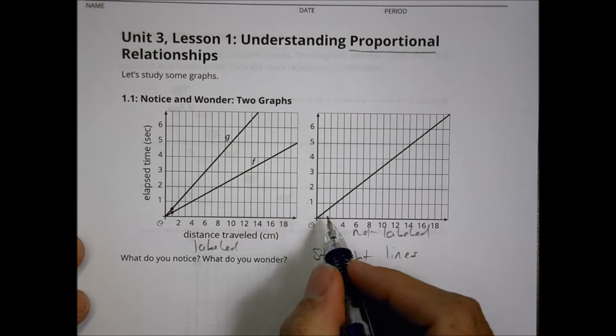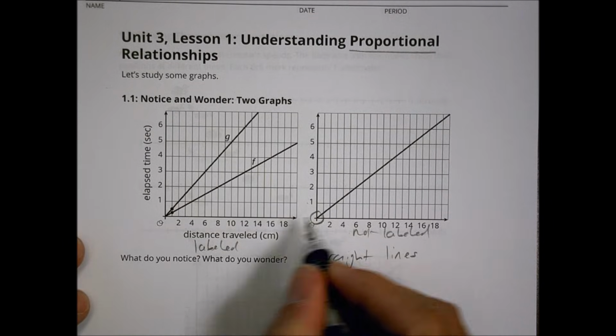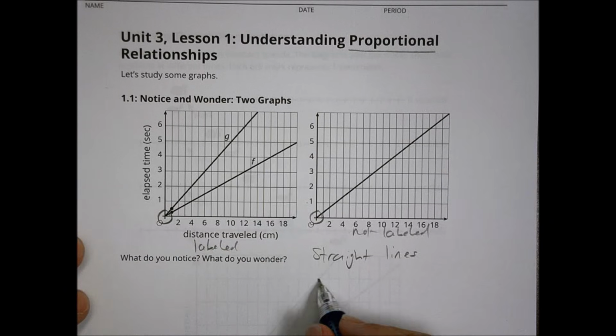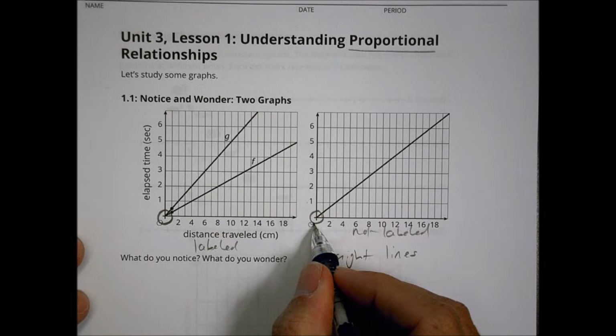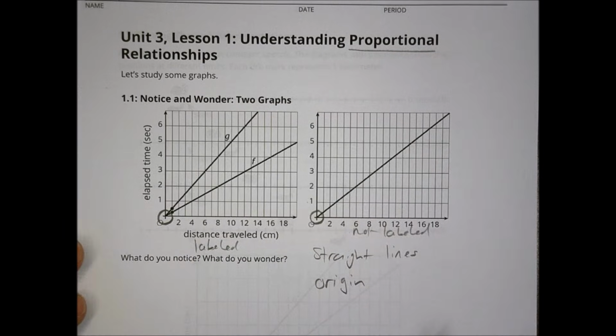Another thing you might look at is that each of these graphs starts here at the origin, right? So remember that from before, maybe in 7th grade, that to be a proportional relationship, it does need to go through the origin, and both of these graphs do that, okay?